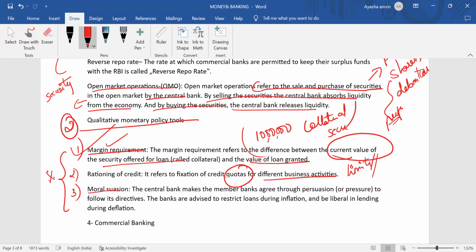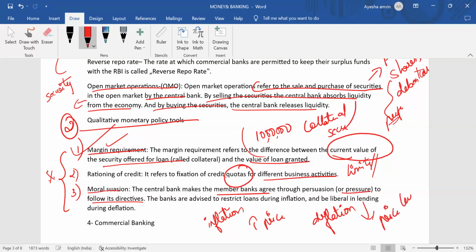Here what happens? Pressure. The central bank persuades member banks, through pressure, to follow its directives. That means advising them to be liberal in lending during deflation. Inflation is an increase in the price level. And deflation is a decrease in the price level of the country. So these are some of the qualitative monetary policy tools.